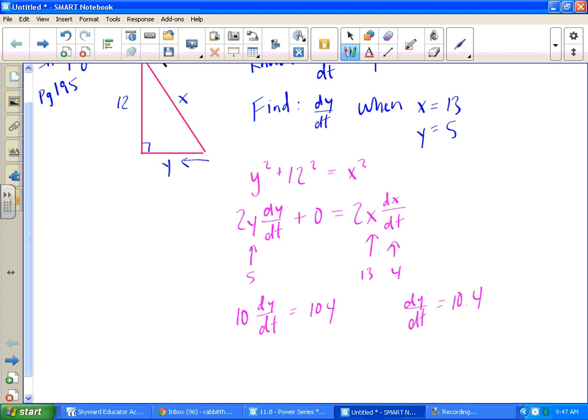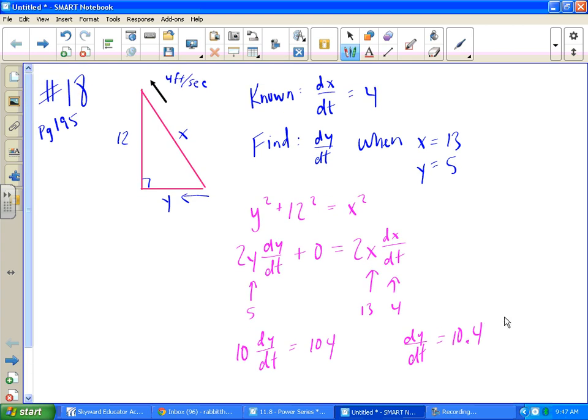10.4. It's not feet. What's my y in? My y is in feet, but I need the y per time, so feet per second. Okay, it's a rate, you have to remember. Does that make sense? Any questions on any of those steps?